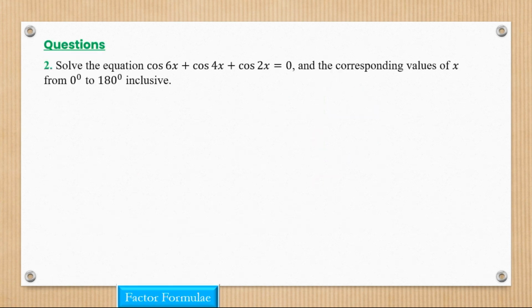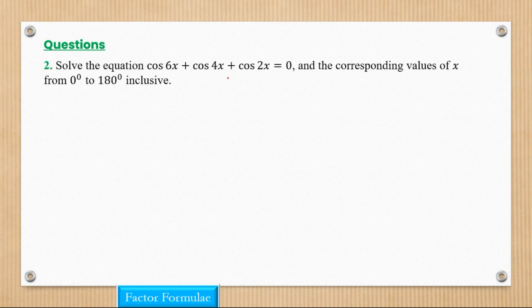So question number 2 is a little bit different. Now this has 3 different elements in our trigonometric equation. We're told to solve the equation, this, and find the corresponding values of x from 0 to 180 degrees. So pay attention to the limits. Now, this is also a factor formula. How do I know that? Everything is in terms of cos, and you can see that the angles are different. So you have 6x here, 4x here, and 2x there. Since there is no formula that does three of them at once, we shall deal with a pair at a time.